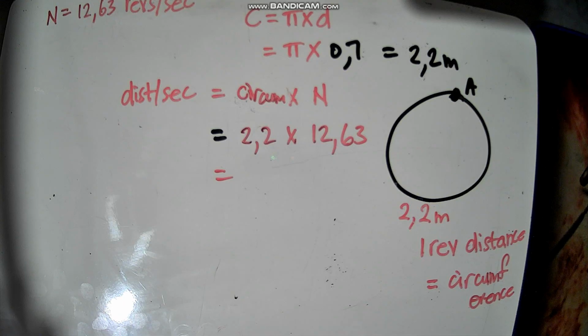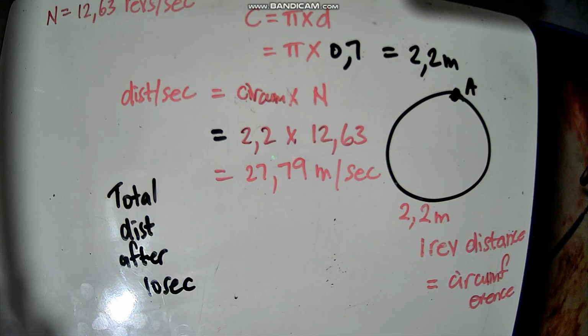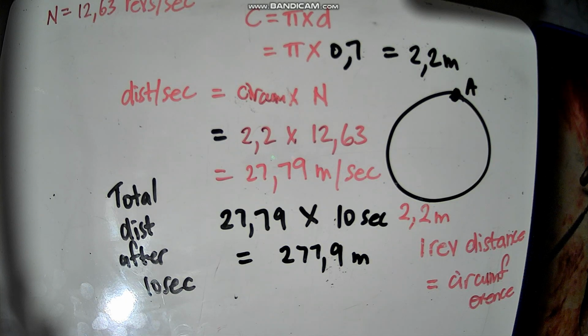Where I see the word revolution, I can even put circumference there. So we know the circumference is 2.2 meters, calculated, times the n, the revolutions per second. One revolution times the revs per second will give us 27.79 meters per second. We can take that and multiply it by 10 seconds to find out how far we will travel in 10 seconds. Multiplying it out, we'll get 277.9 meters in 10 seconds. And that's how we get the total distance the wheel will travel after 10 seconds.